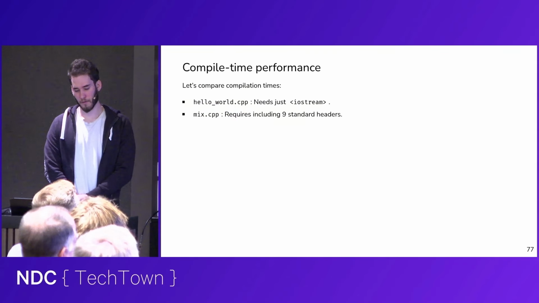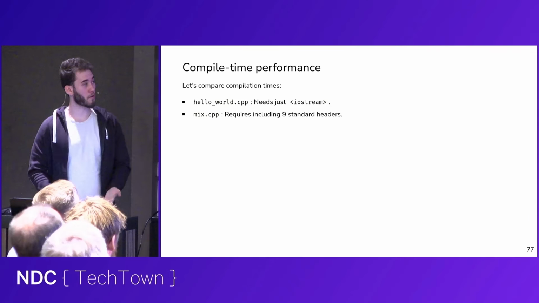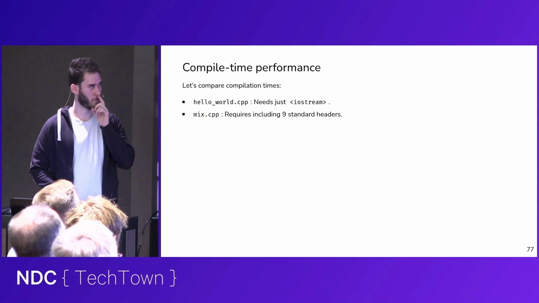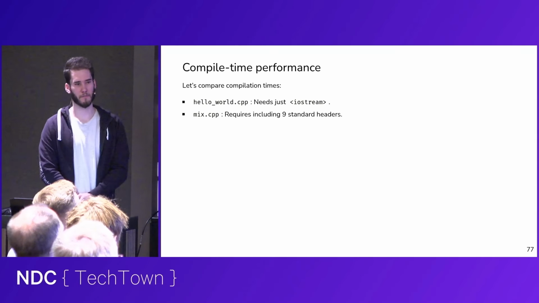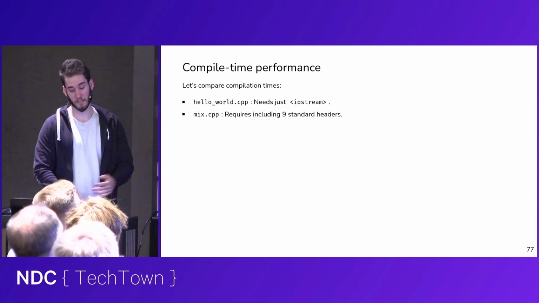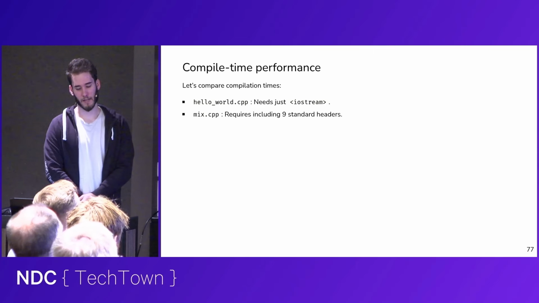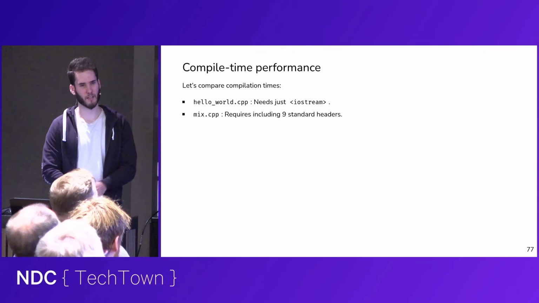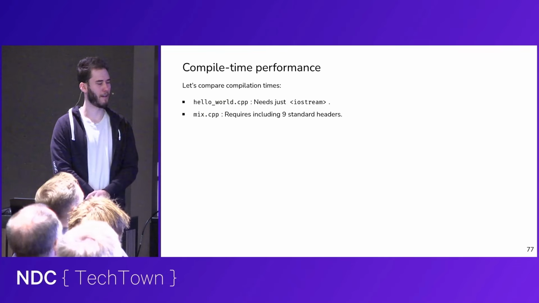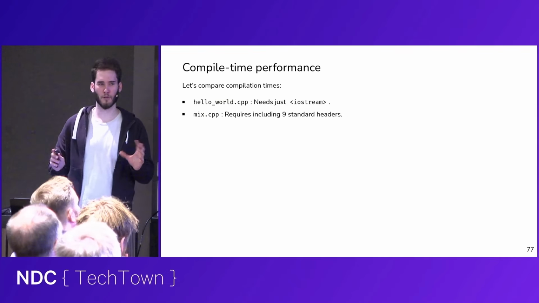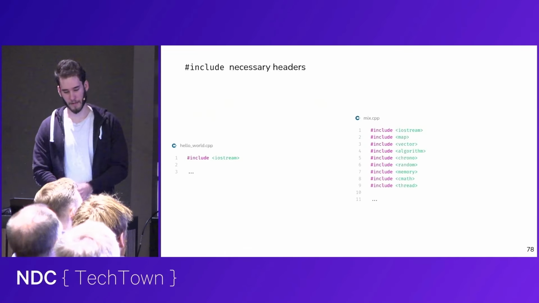For the compile time performance, it's a very important argument, because everyone, when they're talking about modules, is saying that they're faster in terms of compilation speed. So let's test it out a little bit. If we have a hello world program that just needs IOStream, and a mixed CPP program that requires 9 standard headers and just does some operations with some components of all of them, we can have something like this.